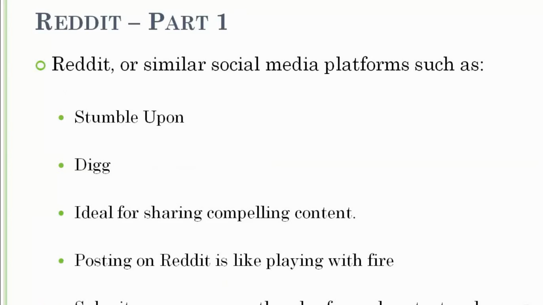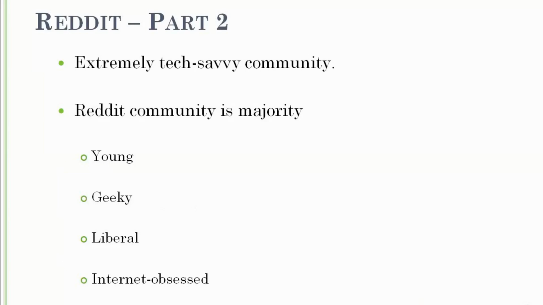Okay, now Reddit. They have similar platforms, which are very similar to StumbleUpon and Digg, okay? Now, in Reddit, it's a great place for sharing compelling content. Posting on Reddit is kind of like playing with fire. You don't want to be too spammy, and you don't want it to be a whole lot of sales-focused content, okay? So if you kind of have that, they're going to kind of say some bad things about you on there. Okay, now, the people that use Reddit are very tech-savvy. It's a very tech-savvy community. Reddit community is majority young, geeky, liberal, interest-based, and they're looking for a great value, okay?